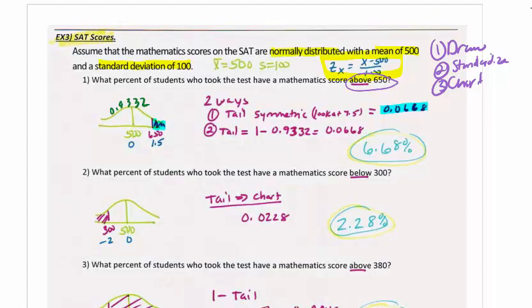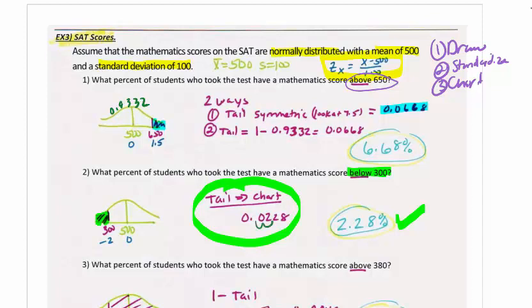Number 2 says what percent of students who took the test have a mathematical score below, and again, really important that you're shading the right direction, so below 300. This is a tail. We're going to use the negative 2.0, because 300 minus 500 gives me a negative 200. Negative 200 divided by 100 is my z-score of negative 2.0. So if I look at the chart, you'll see 0.0228. It is the tail, so we can use it directly. And this wants a percent, so we move our decimal place 2 places to the right to write it as a percent.